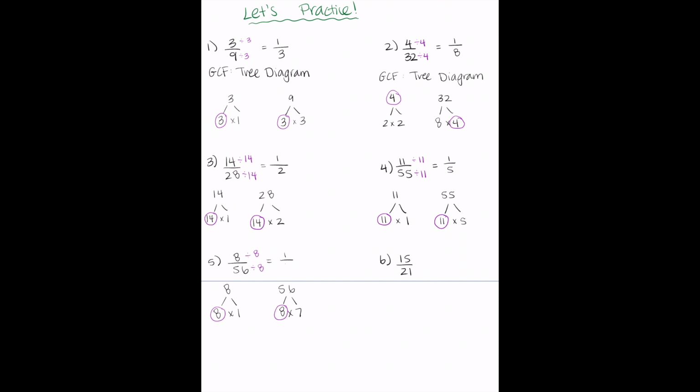And moving on to our last problem of today's lesson, we have 15 over 21. We're going to make tree diagrams again for each of them. 15 breaks down into 5 times 3. 21 breaks down into 7 times 3, so we have that 3 in common. 3 will be our greatest common factor. We'll divide our numerator and our denominator by 3. 15 divided by 3 will just give me 5. 21 divided by 3 gives me 7. So for number 6, we get 5/7 as our final answer.